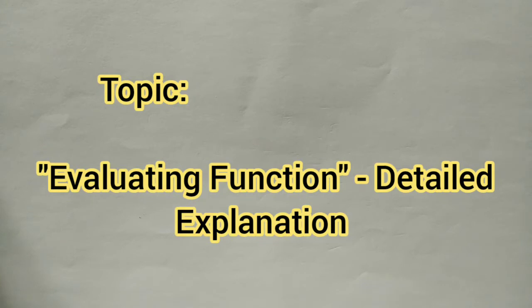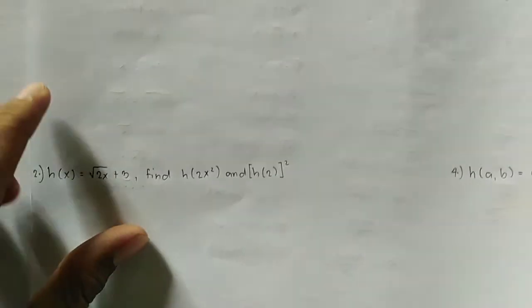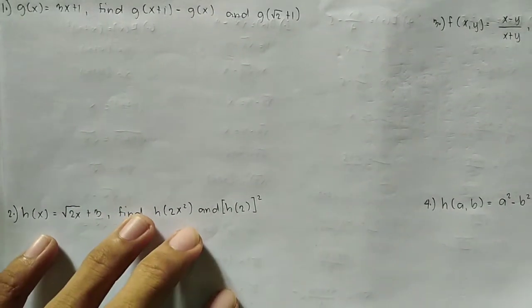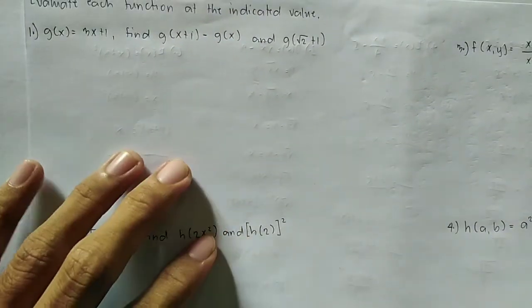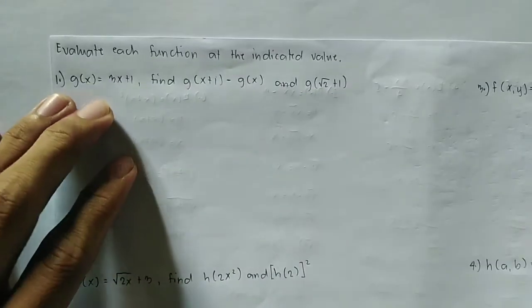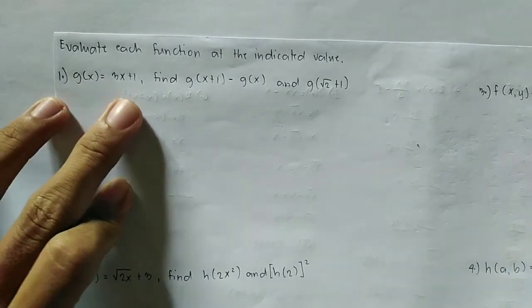So in this video, we're going to discuss another set of topics in mathematics, part 2, which is all about evaluating a function using the indicated value. I have here 4 examples, which can be considered moderately difficult. So in number 1, we have the given function. We have to evaluate the function defined by g of x equals 3x plus 1.